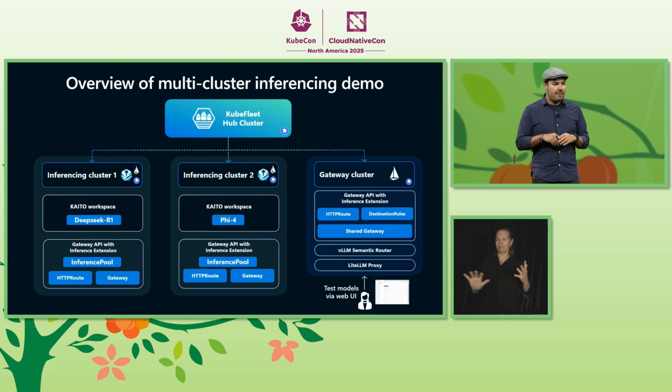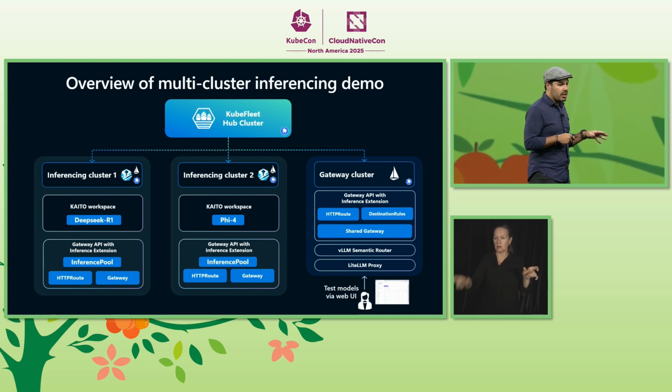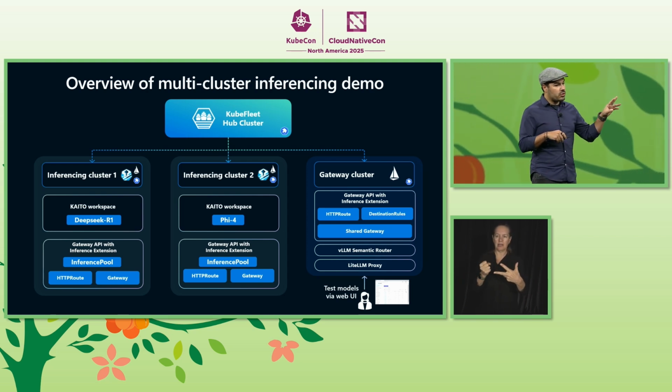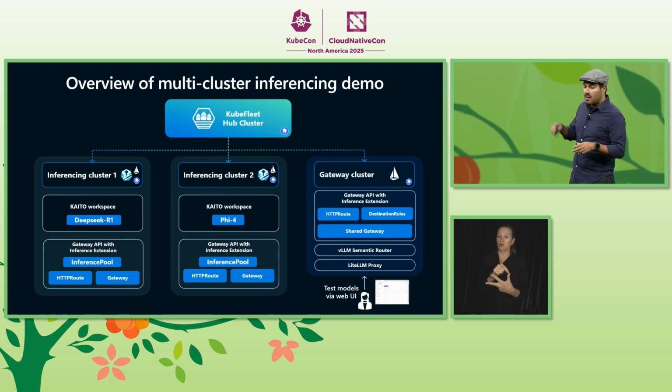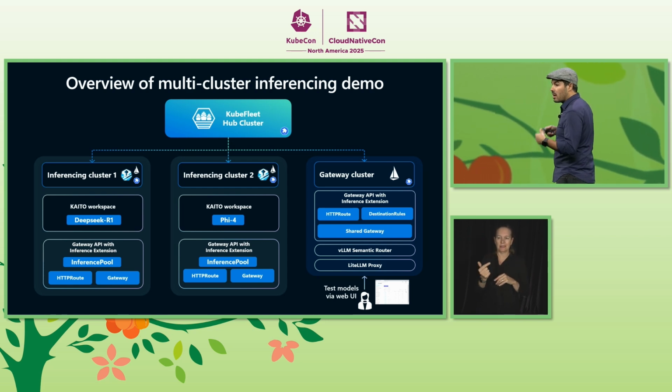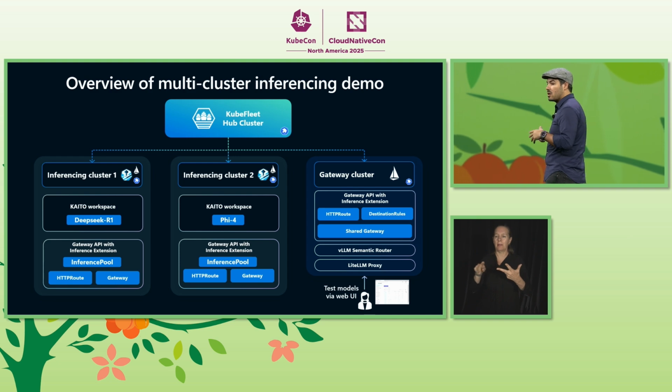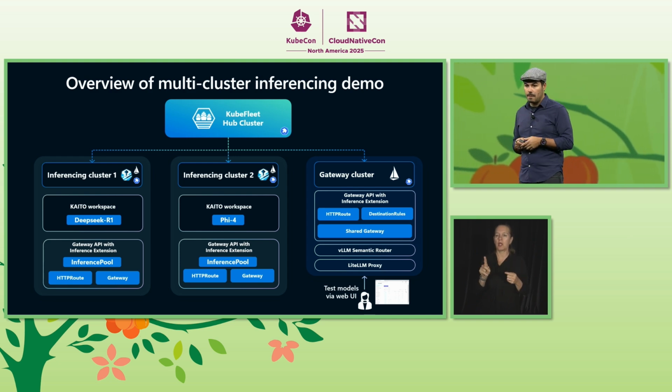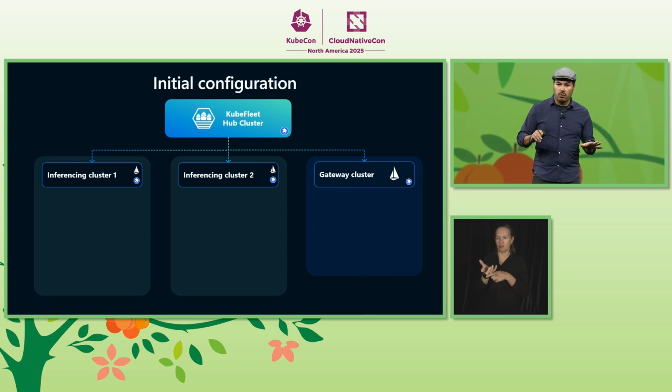So today, I have for you an architecture that has 3 Kubernetes clusters, and the first 2 we're going to be running for inferencing, and the last one will run our inferencing gateway and our application. All of this is managed by a KubeFleet hub cluster. Let me break it down a bit more for you.